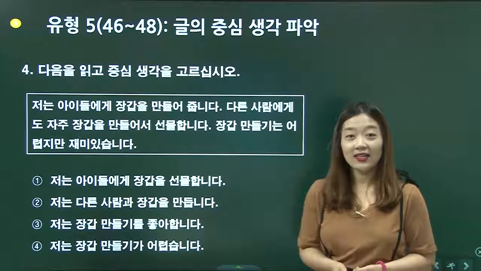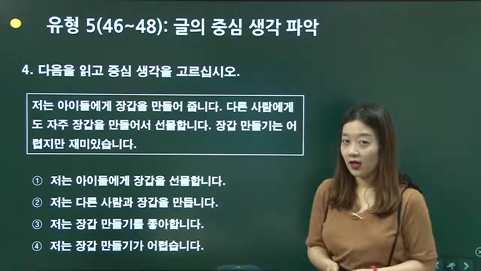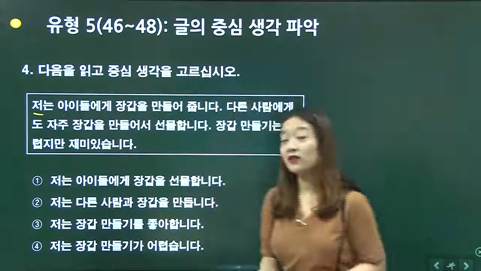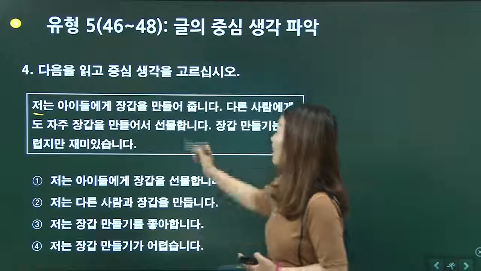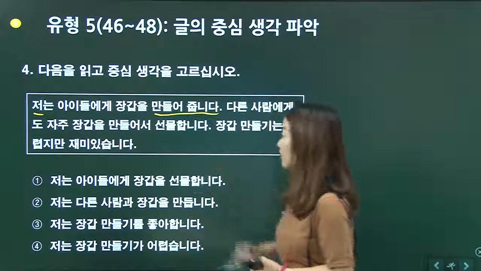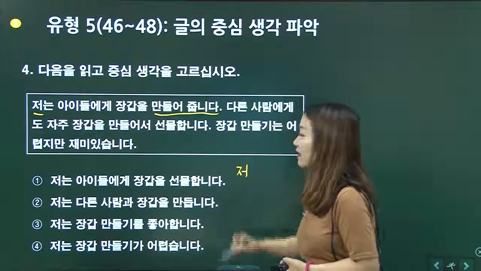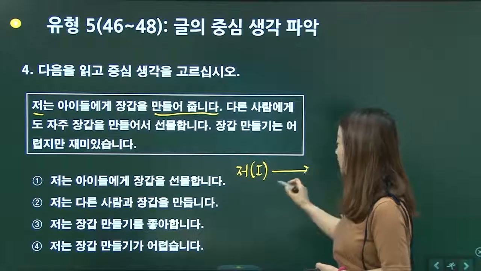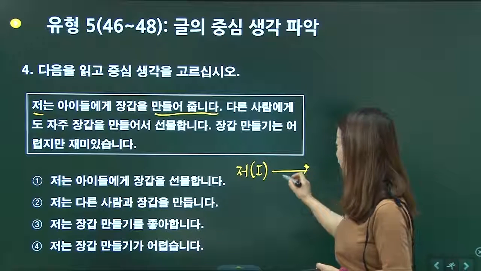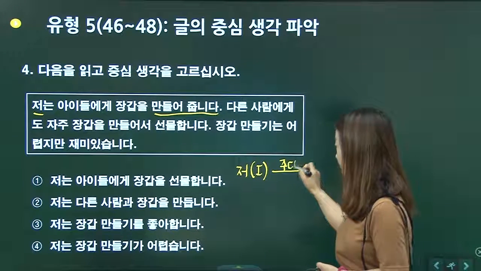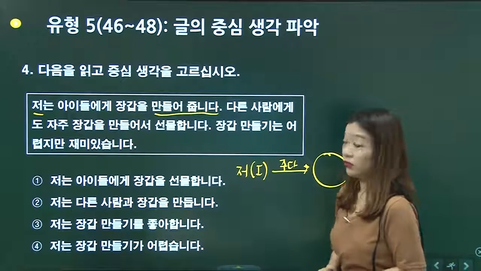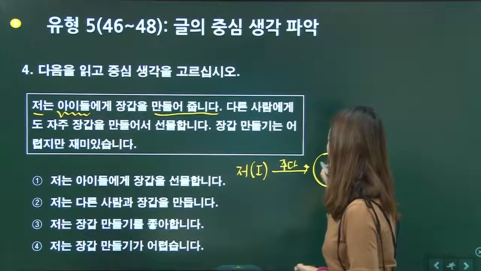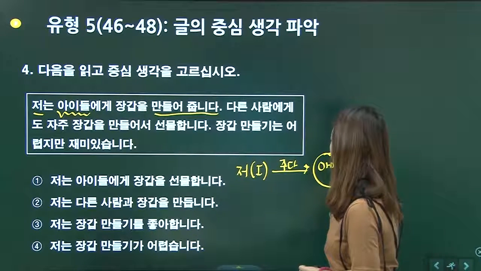저는 아이들에게 장갑을 만들어 줍니다. Okay, can you find the main person? 저, right? And what do I do? 만들어 줍니다. So 내가, 저, 나, 주어요, 주다, give, right? And to someone, to whom? 아이들에게, for the kids.